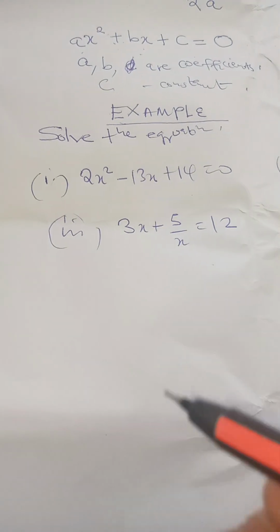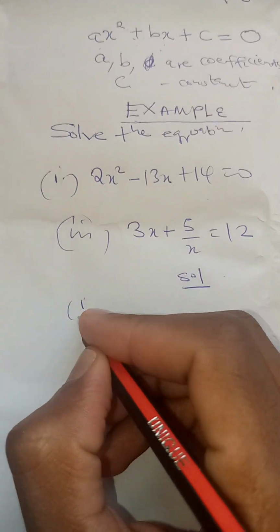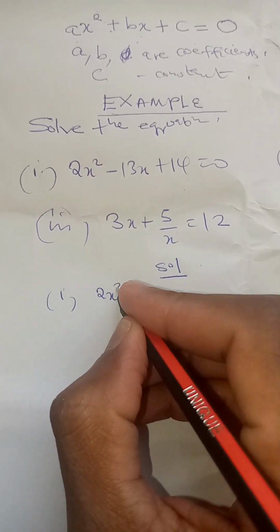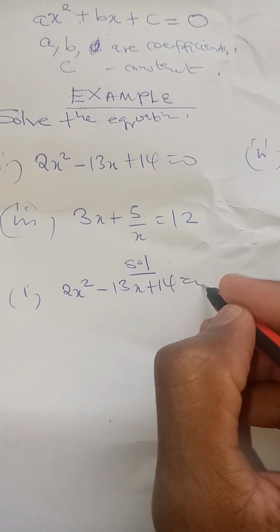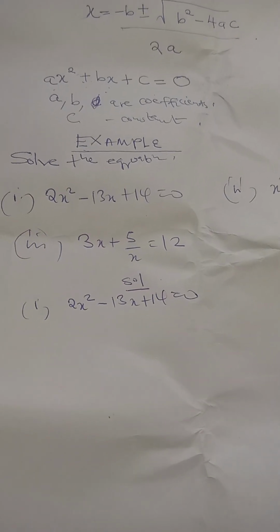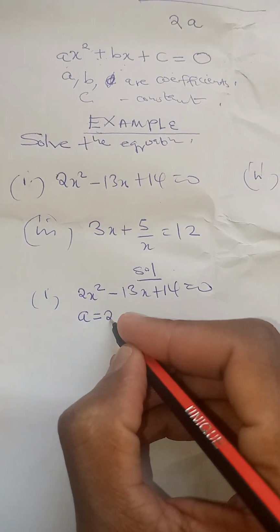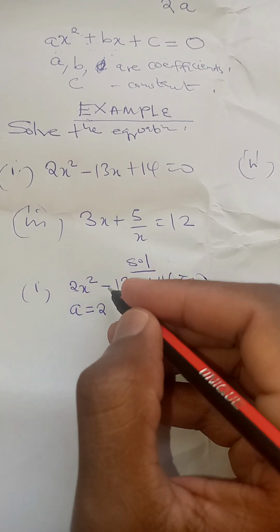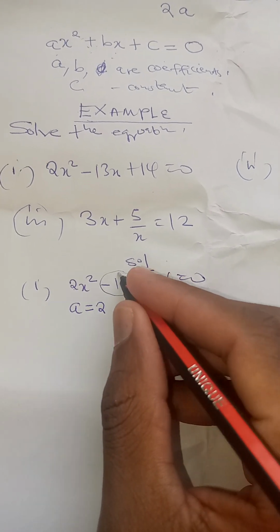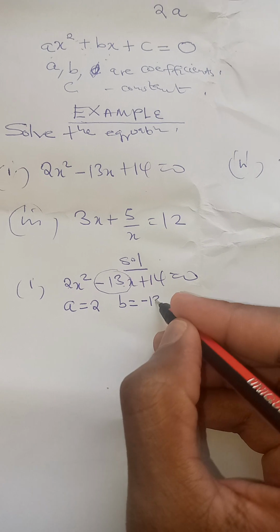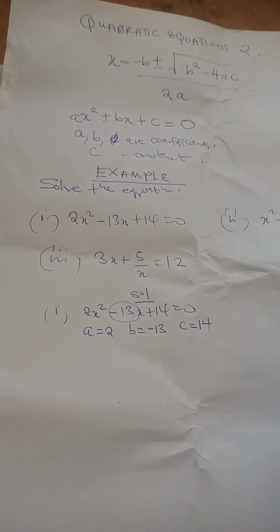So say solution. So the first one is 2x squared minus 13x plus 14 equating to what? 0. So we identify what a is. So a here is positive 2, this is a. Then b here is going to be, this is b, negative what? 13. We're getting the numbers. Then c is the constant, the last number there, which is positive what? 14. So we have those now.